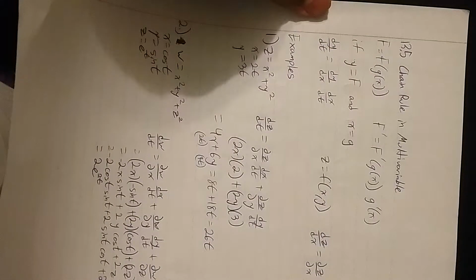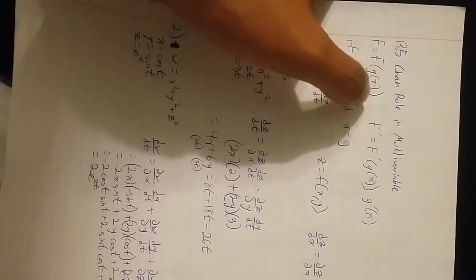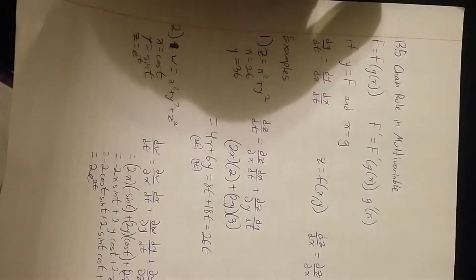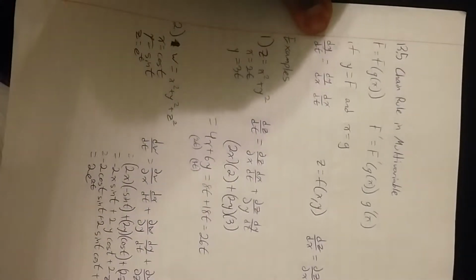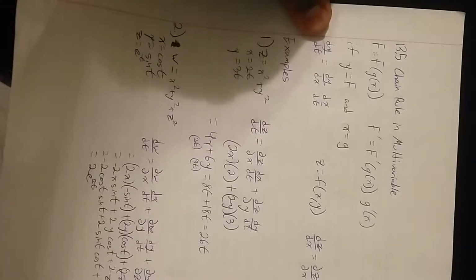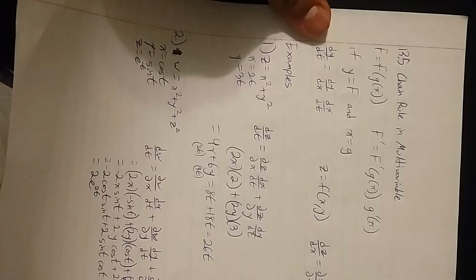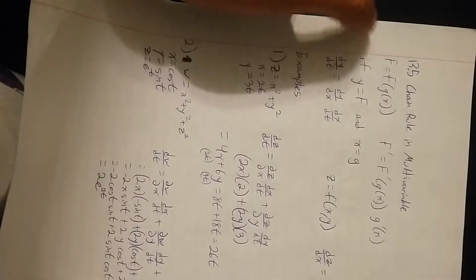And now, if we change y to f and x to g, it will be f prime of y times the derivative of x, like the usual way we had it. If we also want to find the derivative of y in terms of t, it would be dy over dx times dx over dt.